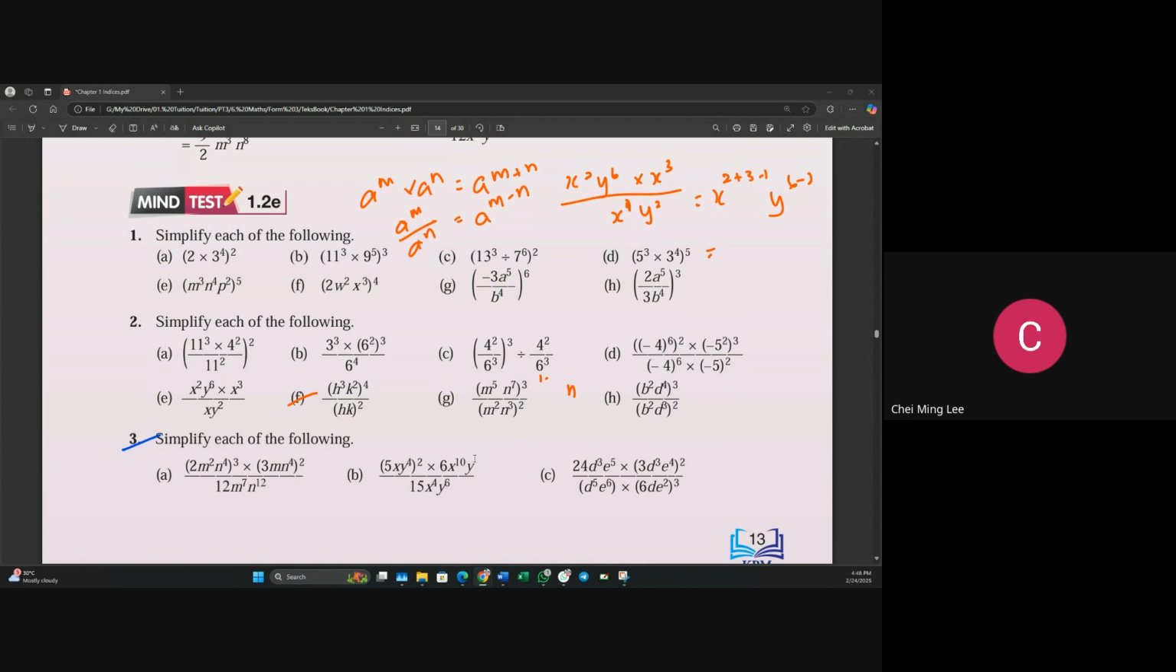Yeah, because it didn't have power there. Then after like this one, you just need to 5 times 6, take out number with number, x with x, y and y.